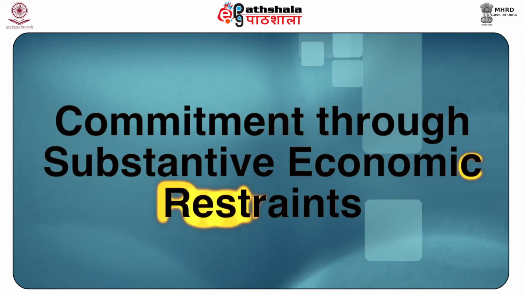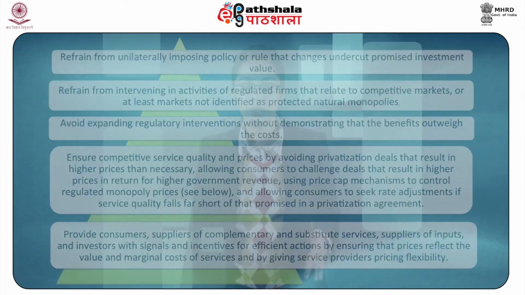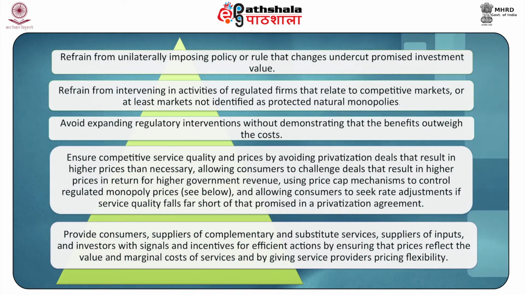Next, commitment through substantive economic restraints. Government discretion can be limited by having regulators publicly articulate the basic economic principles that guide their policy decisions. These principles would allow space for regulation to adapt to changing market conditions and require regulators to refrain from unilaterally imposing policy or rules that undercut promised investment value, refrain from intervening in activities of regulated firms that relate to competitive markets or at least markets not identified as protected natural monopolies. Avoid expanding regulatory interventions without demonstrating that the benefits outweigh the cost.